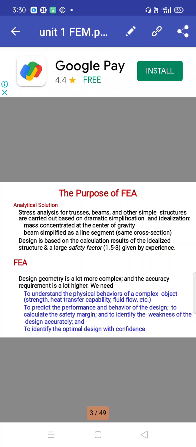In FEA, the design geometry is a lot more complex, and the accuracy requirement is a lot higher. We need to understand the physical behavior of a complex object: strength, heat transfer capability, fluid flow, etc. This helps to predict the performance and behavior of the design, to calculate the safety margin, to identify the weakness of the design accurately, and to identify the optimal design with confidence.